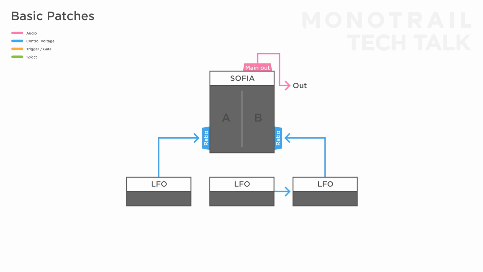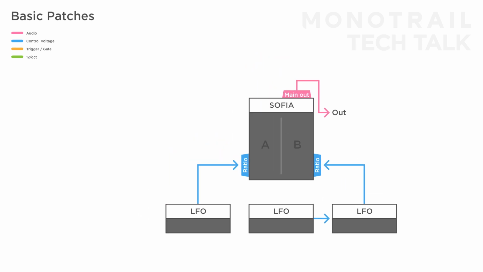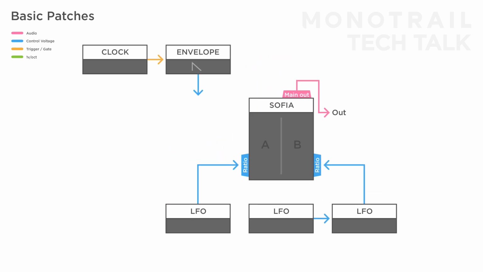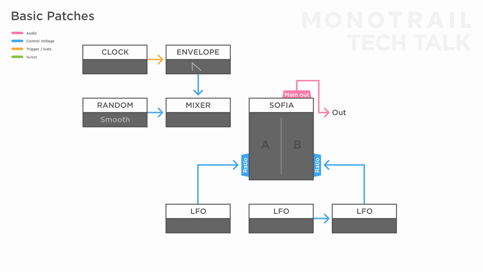Let's add some ripping modulation to this patch. In this setup, a clock is triggering an envelope. That signal is mixed with a smooth random voltage and modulating the warp of element A, as well as element B. Depending on the settings, modulating the warp, ratio or damp can bring out resonant filter-like sounds.